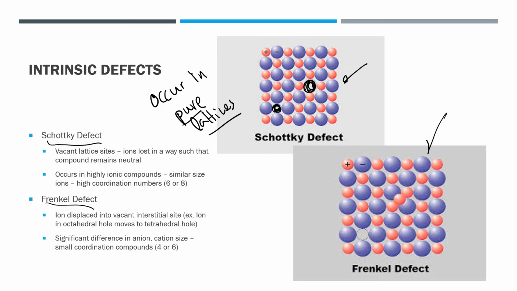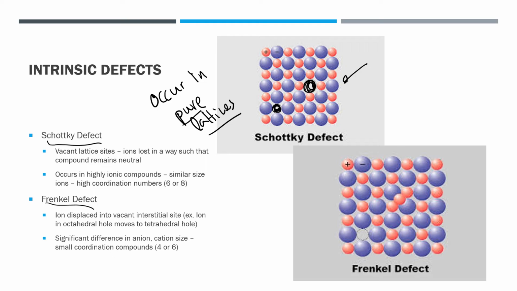In the picture, you can see this a little more clearly. We have this positive ion that used to be in this site, and it just moved up there, right? You can see it's placed in a different position now. Essentially, we're just moving ions around, so the compound again is remaining net neutral. But there's this kind of vacant lattice site, right? Because of the movement of this ion. And this generally occurs when we have significant difference in anion-cation size and with small coordination numbers of like 4 or 6.